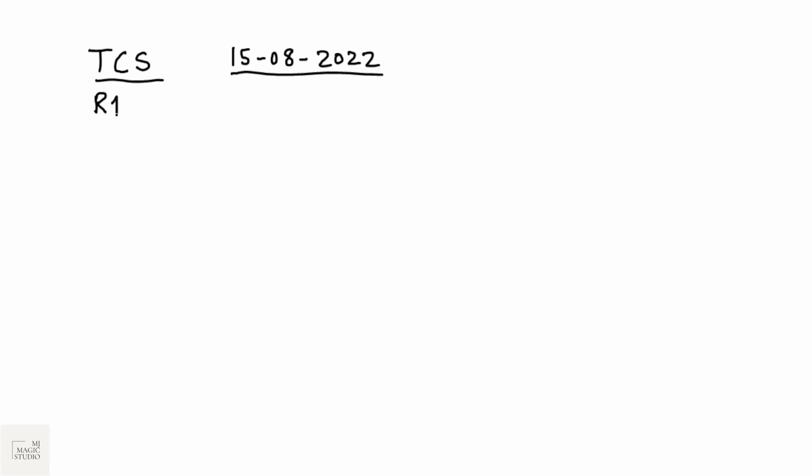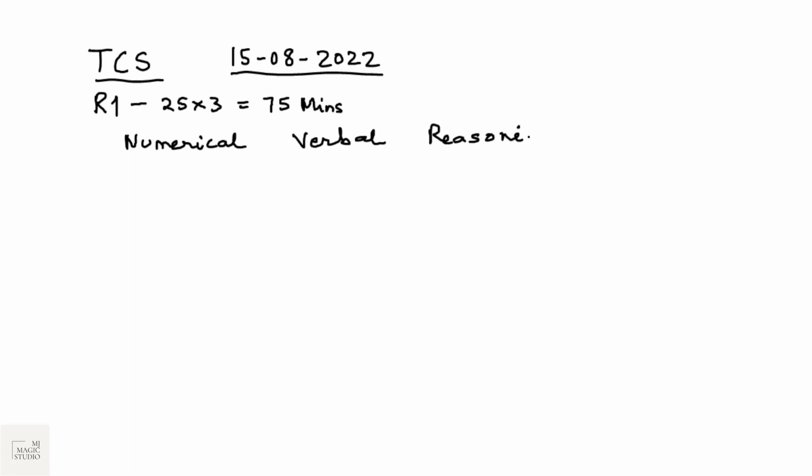Round 1 would be for 25 into 3, that is 75 minutes. We know that there will be 3 sections: numerical, verbal, and reasoning. And all the 3 sections run for 25 minutes. This is what we know. But the thing is, the entire section will run for 75 minutes. The timer will be on for 75 minutes.